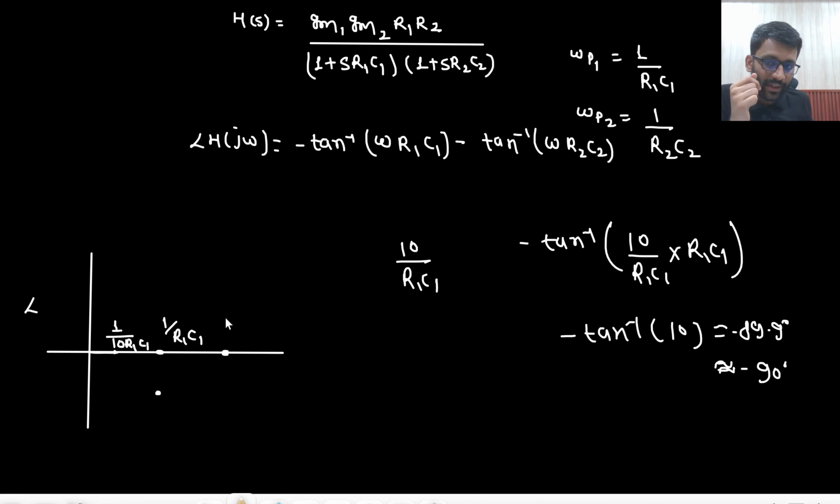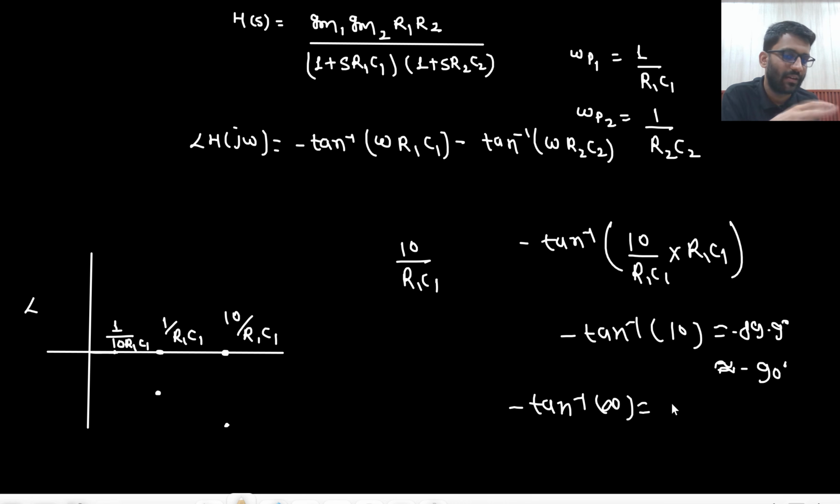So at ten times more than this, you will get minus 90 degree. And after that, it will always remain at minus 90 degree, because minus tan inverse infinity will be minus 90 degree only, no? So you cannot get more phase shift than that. Minus 90 degree is your maximum phase shift.